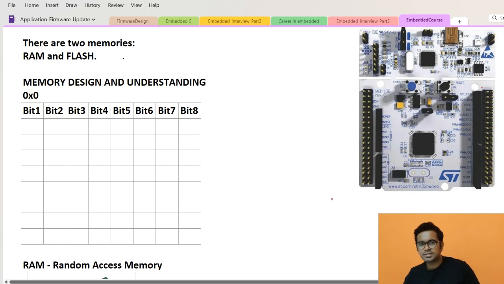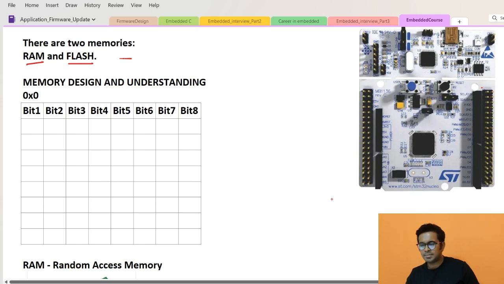Okay, let's now understand the architecture of memory and the different types of memory in an MCU. Basically the MCU has two types of memory. One is RAM and another is flash. We'll understand what RAM and flash are and how they are different. First, let's understand the design of a memory unit and how memory works.